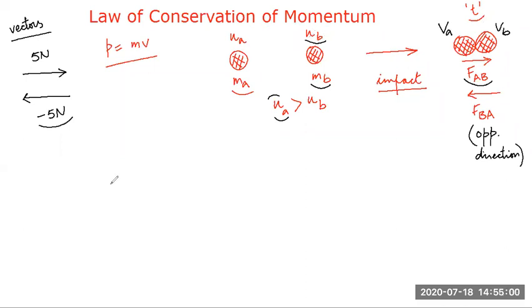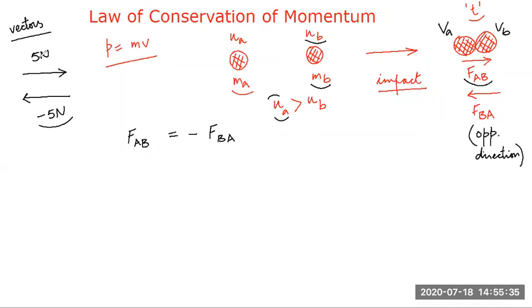Now, let us apply the third law. The third law says the action is equal and opposite to the reaction. That means, what is the action? FAB. And that is equal to what? FBA. But because FBA is in this direction, to make its direction the same we should apply a minus sign here. You understood why I applied the minus sign? Because this force is in this direction, right?